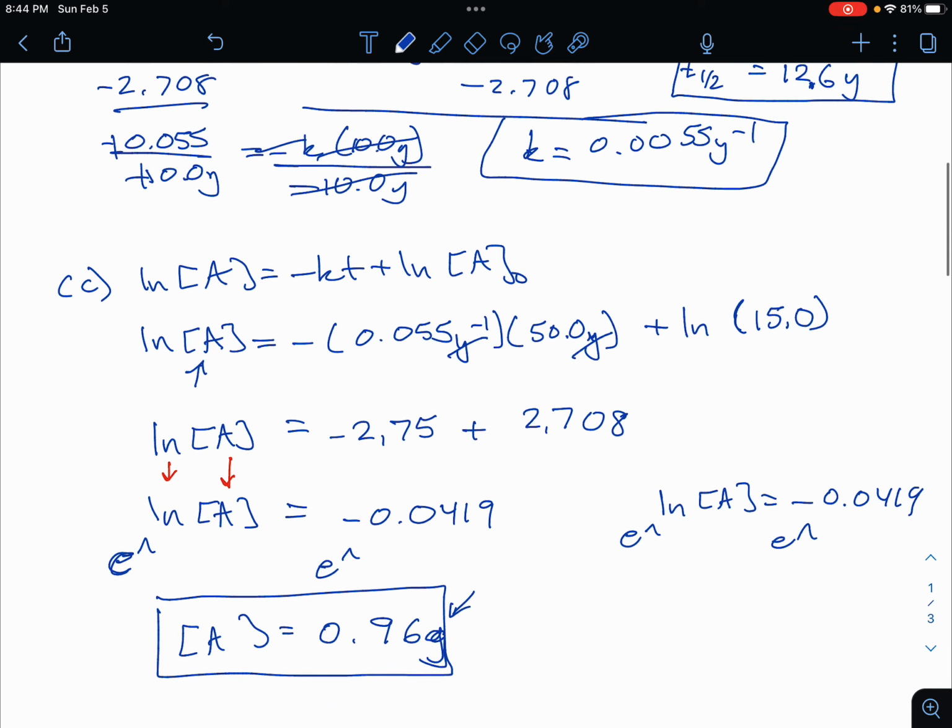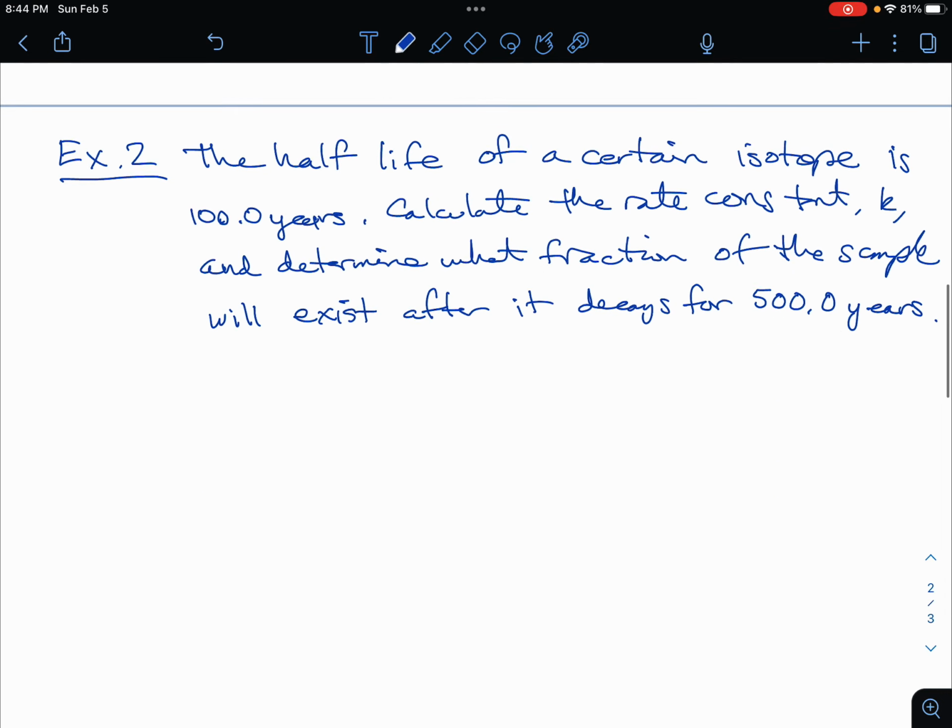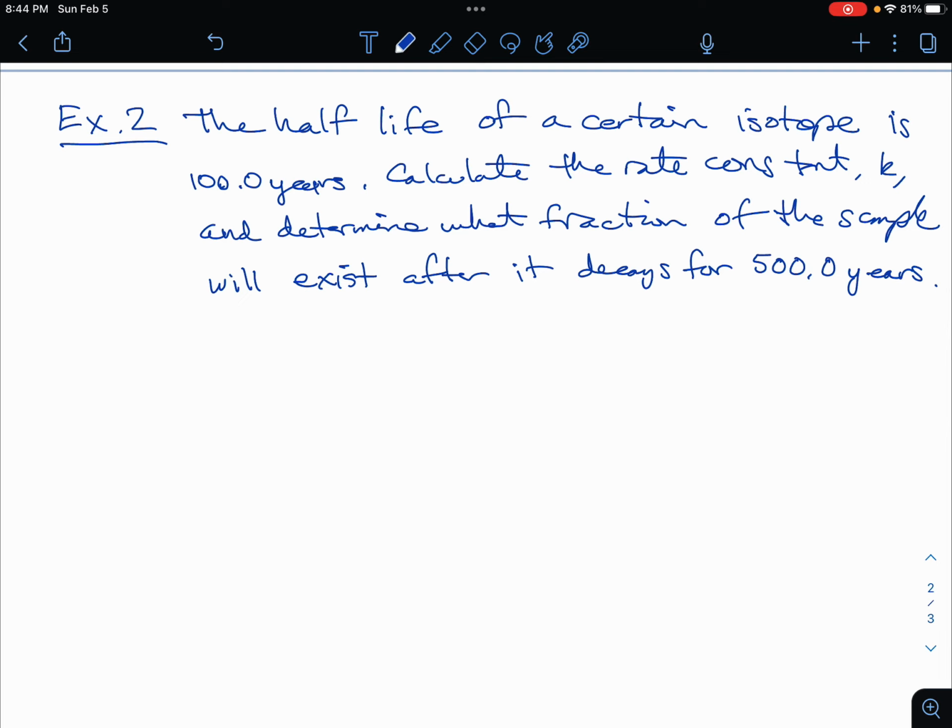Okay. So here's another example. And what I would suggest is that you pause the video and try to work this yourself. I'm going to work it through, but it would be really helpful if you paused it and tried to do it yourself first. Okay? All right, the half-life of a certain isotope is 100 years. Calculate the rate constant k and determine what fraction of the sample will exist after it decays for 500 years.